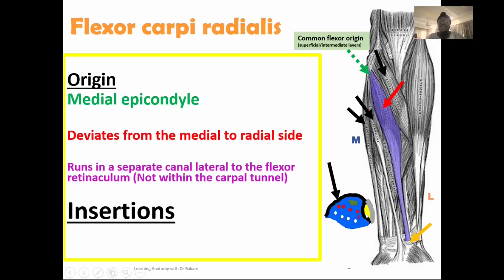So on the lateral side of this arrangement is where we have this canal that creates a passageway for the Flexor Carpi Radialis.